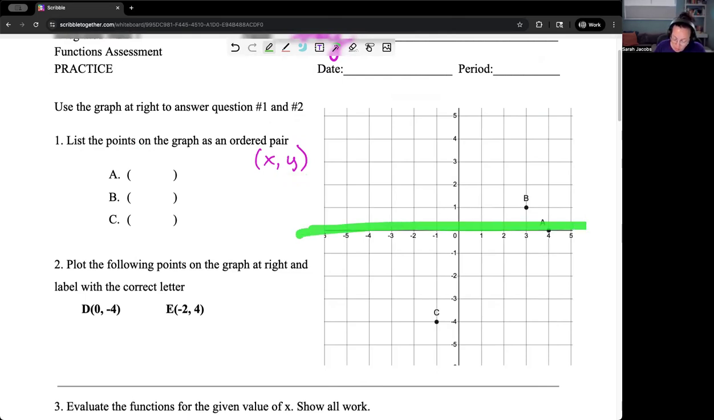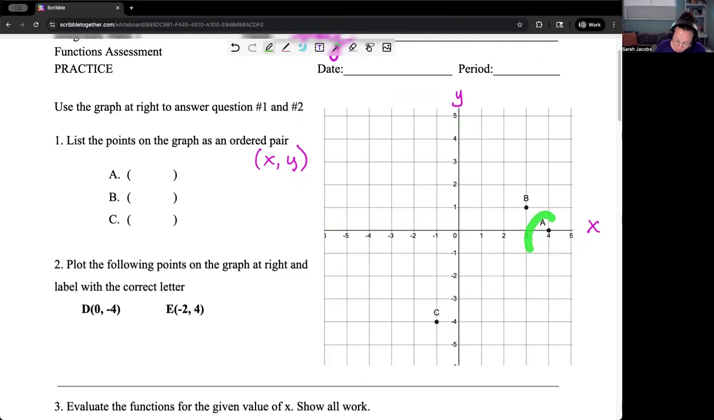And x is going to be our horizontal axis. I encourage you to always label your axes, even if you think you don't need to, because it's very simple and easy to make a mistake, even on simple and easy content. So just do yourself a favor, write it down. You're a lot less likely to get those mixed up. Okay, so we're going to list each of these points as an ordered pair.